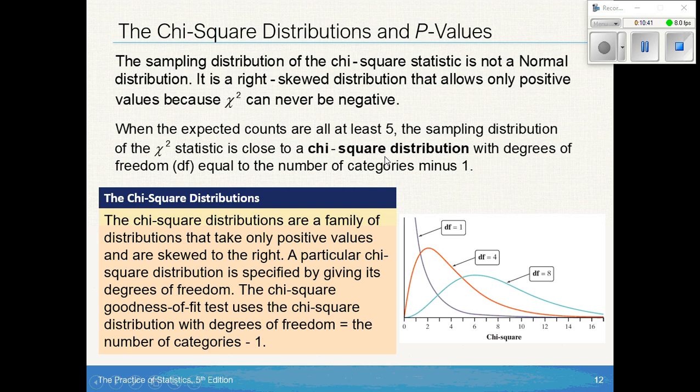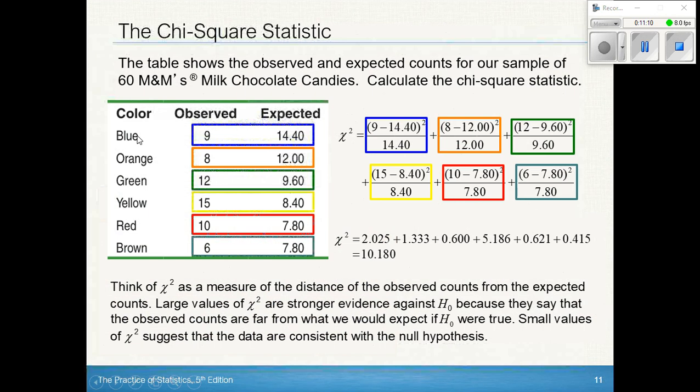We go back to degrees of freedom with the chi-squared test statistic. The chi-squared distribution uses the concept of degrees of freedom, and that's what we've got right here in this table. You can see the larger the degrees of freedom, the more normal looking the graph is, but nevertheless, it's still right skewed. Degrees of freedom for these chi-squared problems are the number of categories minus 1. So in this problem, I had 6 different colors. So it's 6 minus 1. This problem has 5 degrees of freedom.